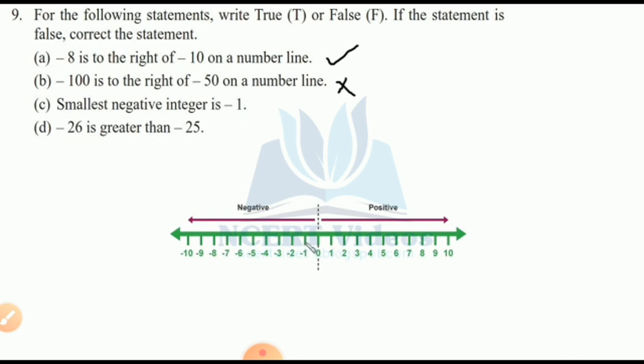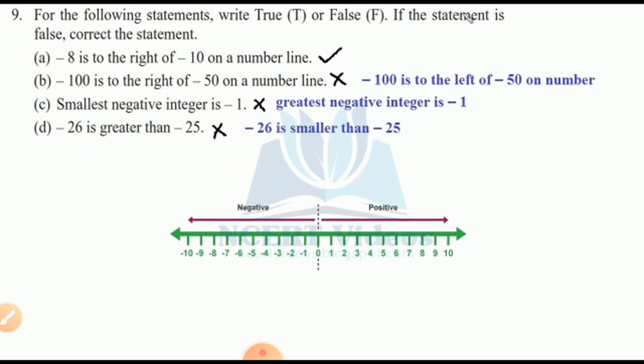C. Smallest negative integer is -1. Oh, very bad. Sorry, wrong answer. -1 is the greatest negative integer. Next, -26 is greater than -25. Sorry, it's smaller. This is also false, and you can make the correction also. -26 is smaller. -100 is to the left of -50 on the number line.